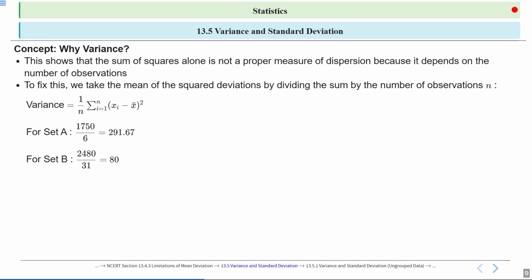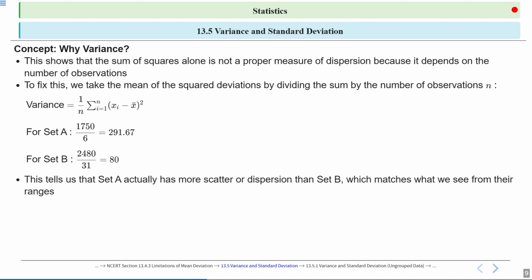For set A, variance is 1750 divided by 6, which is equal to 291.67, and for set B, variance is 2480 upon 31, which is equal to 80. Here in this formula you should note down that n is the number of observations, xi is the data point, and x bar is the mean of the given data points.